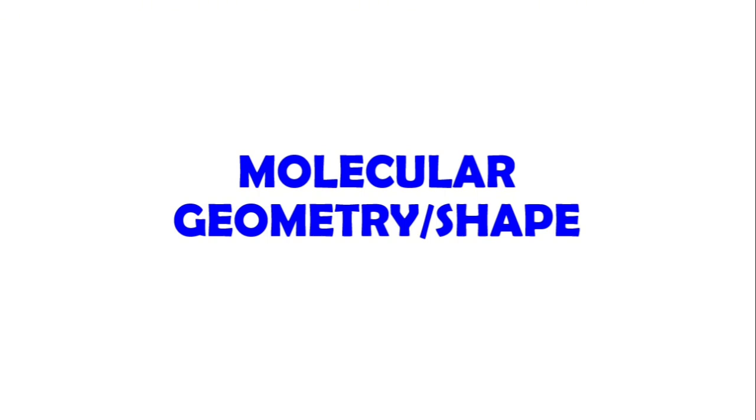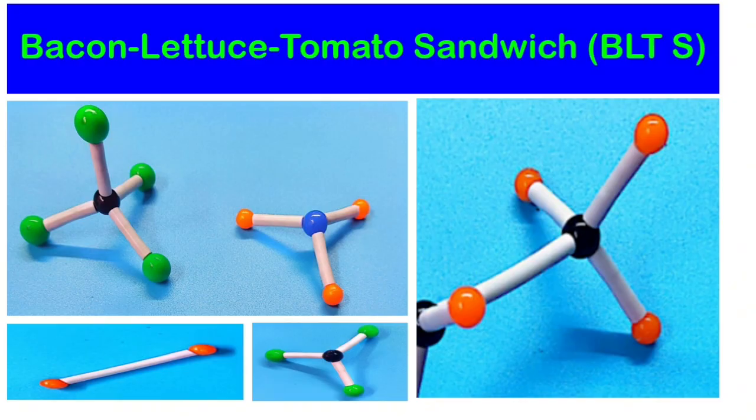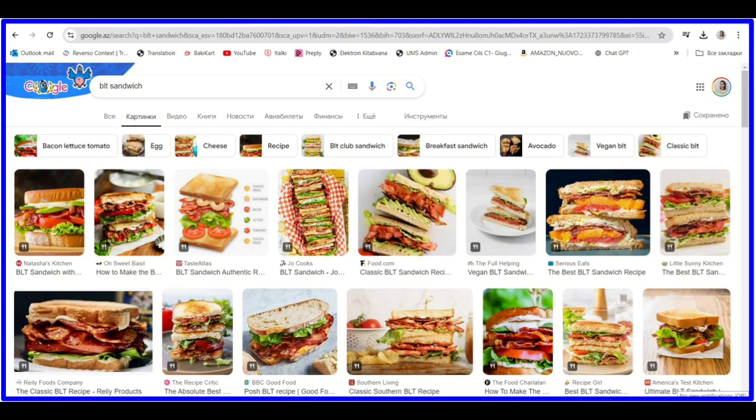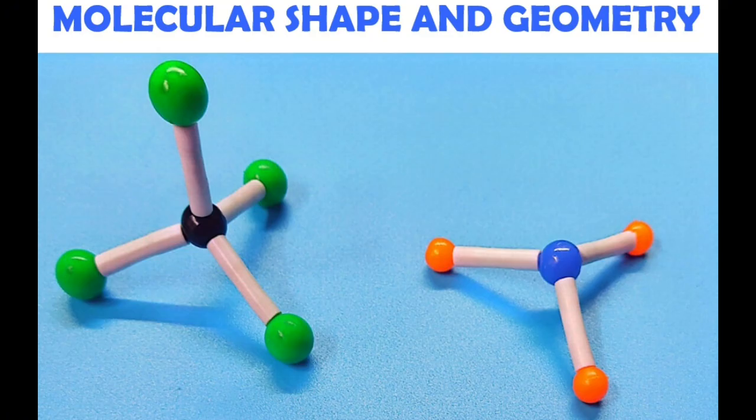In order to define the molecular geometry, we will use the BLTS method, like the BLT sandwich method. Just for information, here I put a picture from Google of a BLT sandwich. Let's have a look at this picture where we have two molecules. The first one is tetrahedral, the second one is trigonal pyramidal.